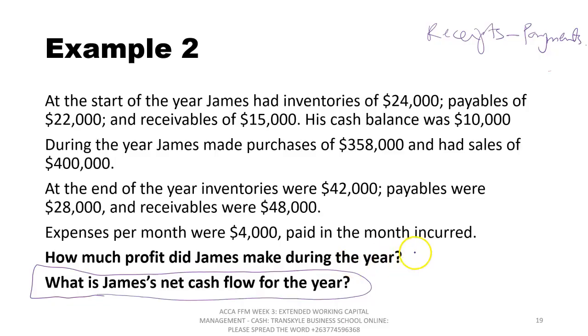Then when we are talking of the profit, we are looking at the period performance, and this is the statement of profit or loss, where we start with sales, less cost of sales, less expenses, and then we arrive at the ultimate profit. Okay, so let's start with the sales information.